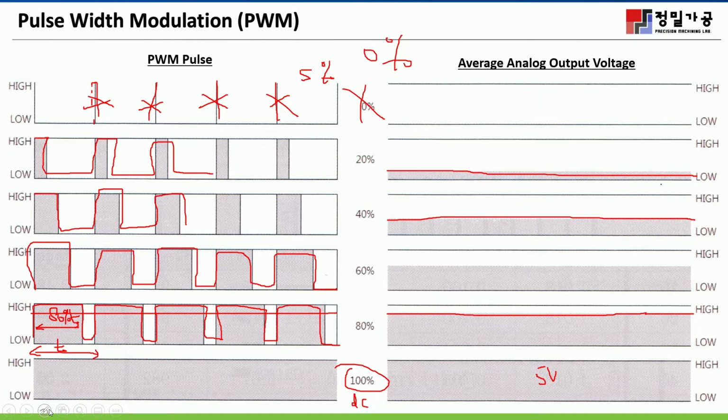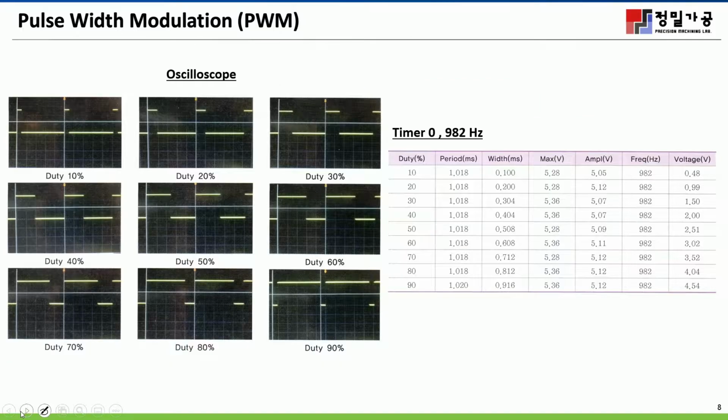Okay, so if we observe the signal using an oscilloscope, maybe this kind of device, you have a monitor here, and this one is a channel. There are many buttons here. This one is called an oscilloscope.